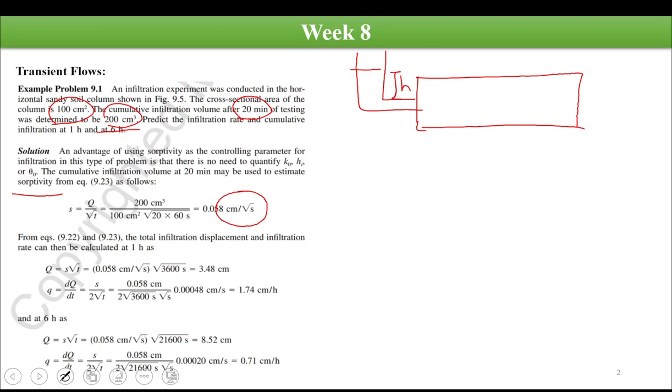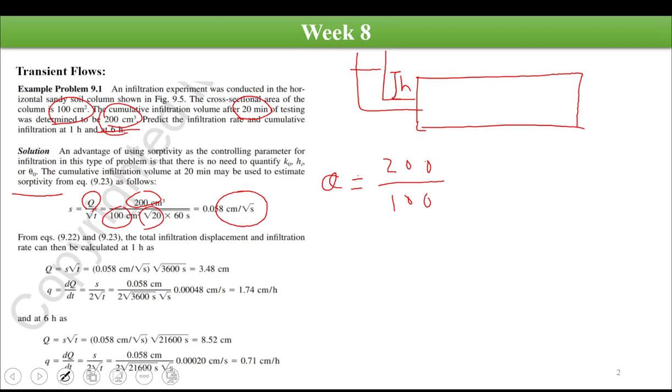First we need to write the value of Q. It is given how much volume is infiltrated, that is 200 centimeter cube. So Q per unit area will be 200 divided by the area, and the area is given as 100 centimeters square. Then we put the time at which we are calculating this sorptivity, that is at 20 minutes.